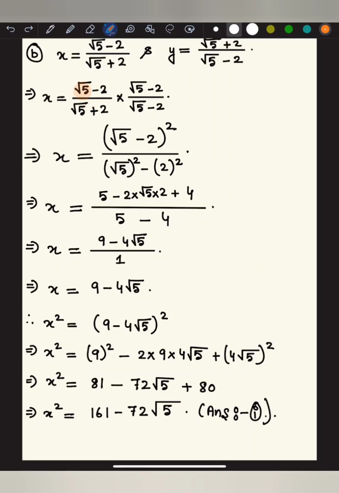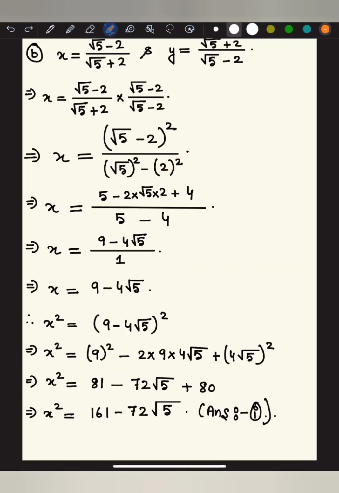We are multiplying both numerator and denominator by the conjugate of √5 + 2. The conjugate of √5 + 2 is √5 - 2. So the numerator becomes (√5 - 2) whole square, and the denominator becomes √5 square minus 2 square, right? I have explained this in the previous sums as well.